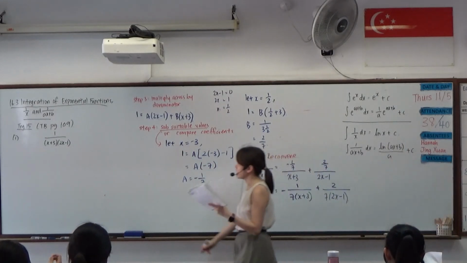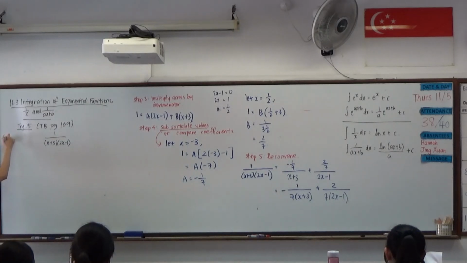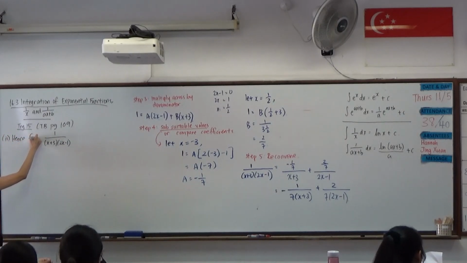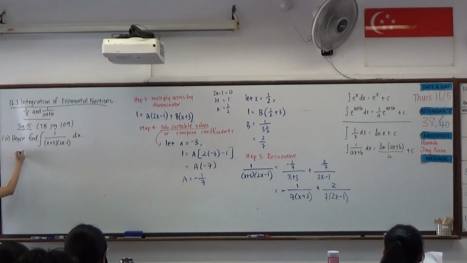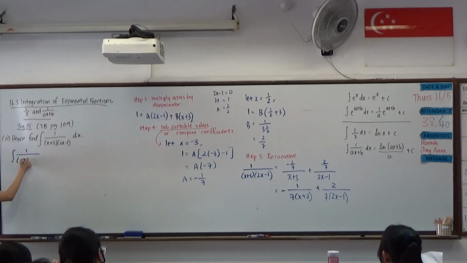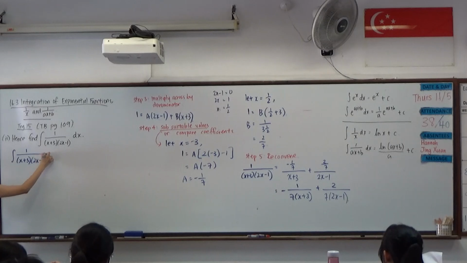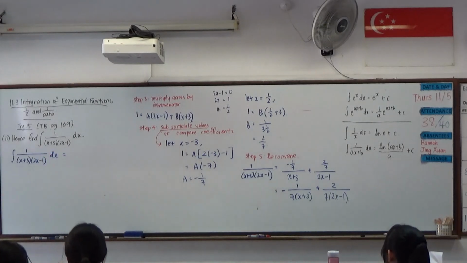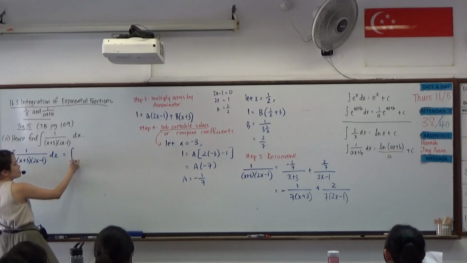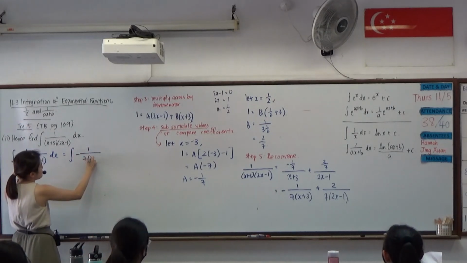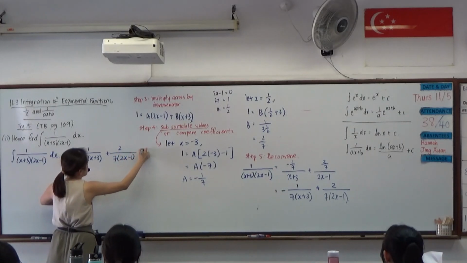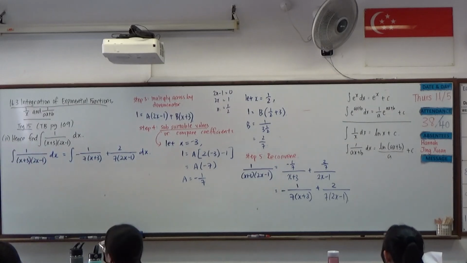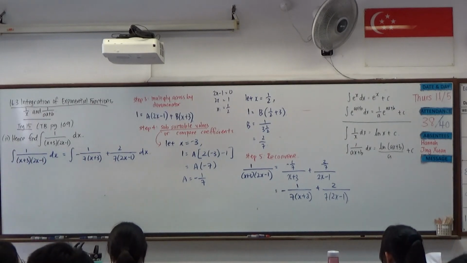Where the question says, hence find integration of this. So to integrate this thing using our part 1's answer, we see it as integration of negative 1 over 7 times x plus 3, plus 2 over 7 times 2x minus 1. Sometimes because of this 7 in the denominator, it may confuse you a little.